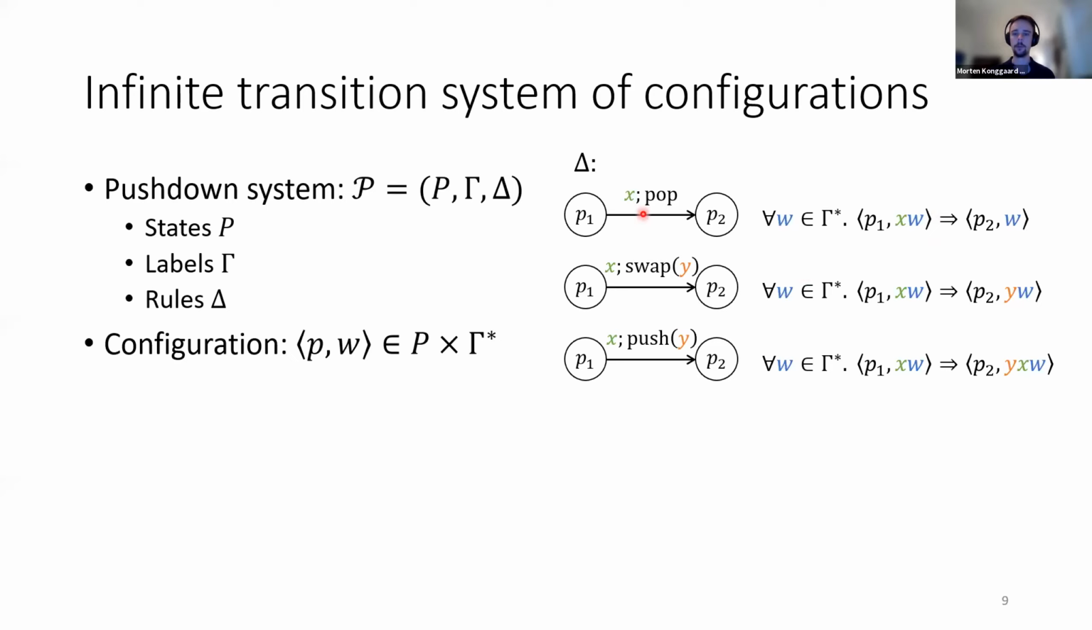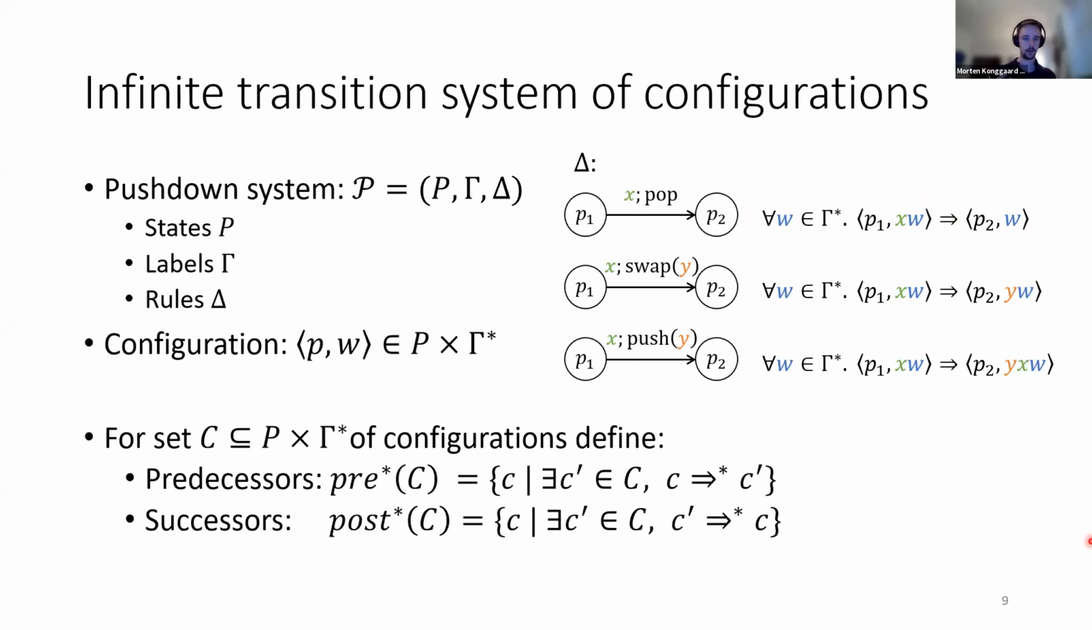So if we have a pop rule from P1 to P2, then for any word that starts with X, we can transition to P2 with a word that doesn't have the X on top, and so on for the other rules. Now, in order to talk about reachability and to analyze this, it's very useful to define the predecessors and successors of a set of configurations. And it is defined in the expected way based on this transition relation.